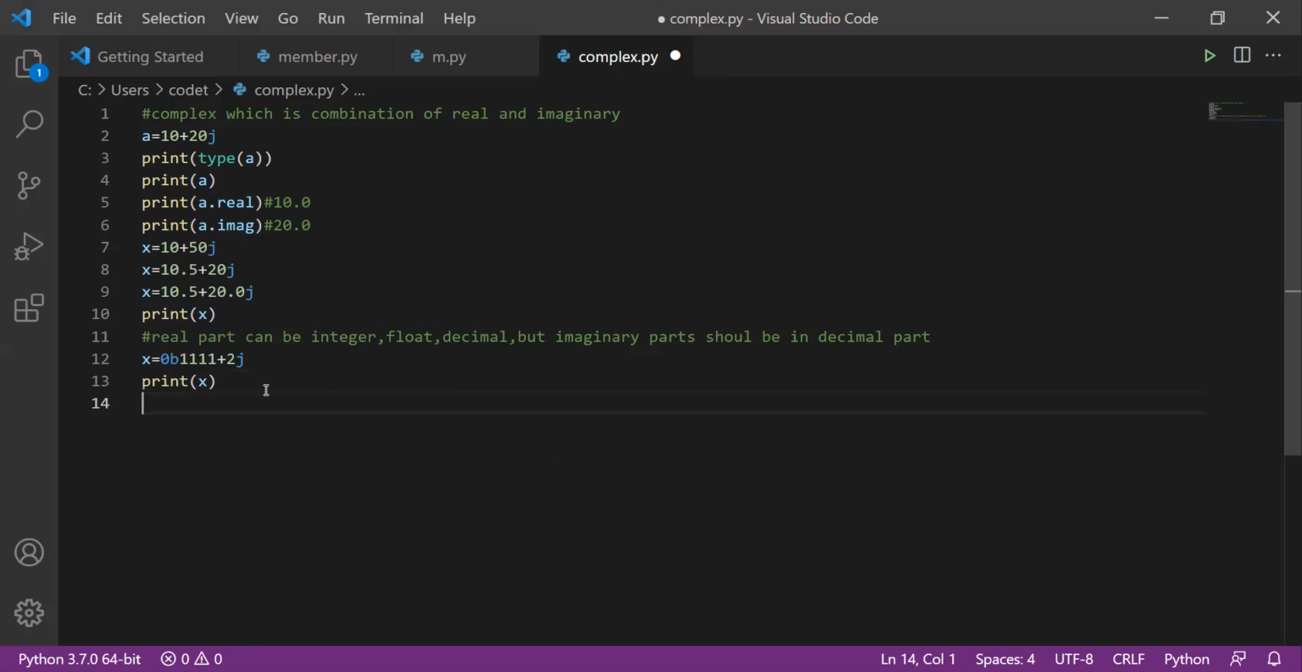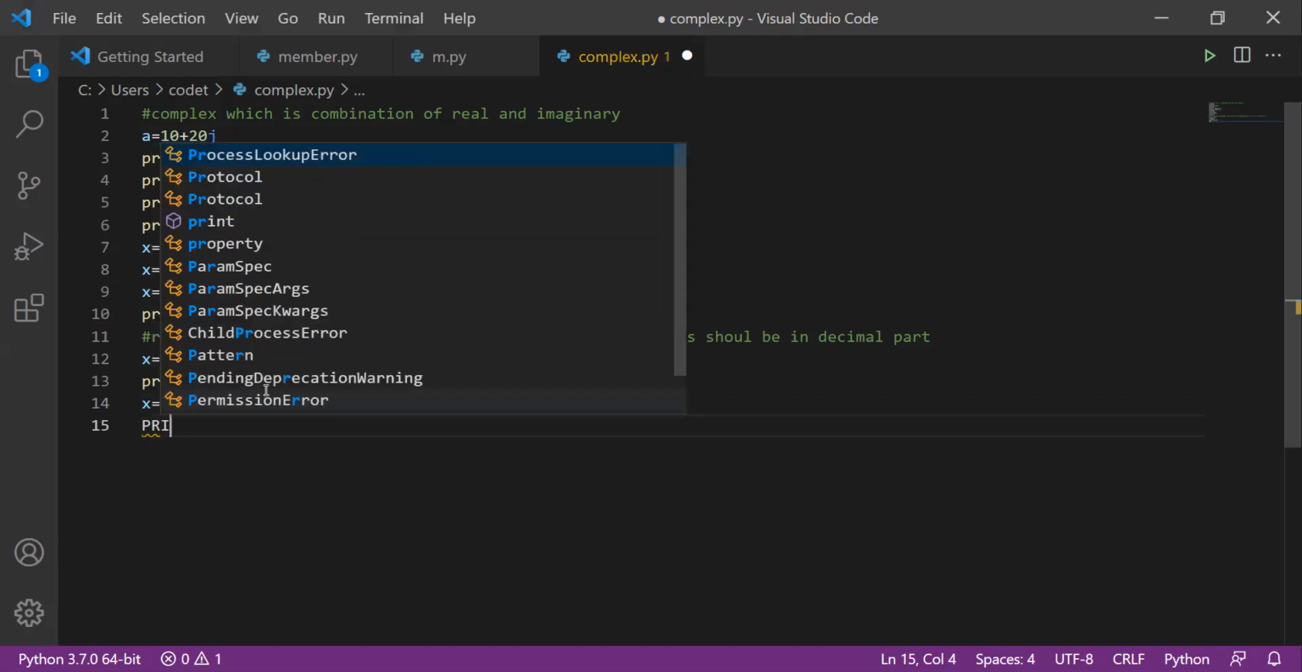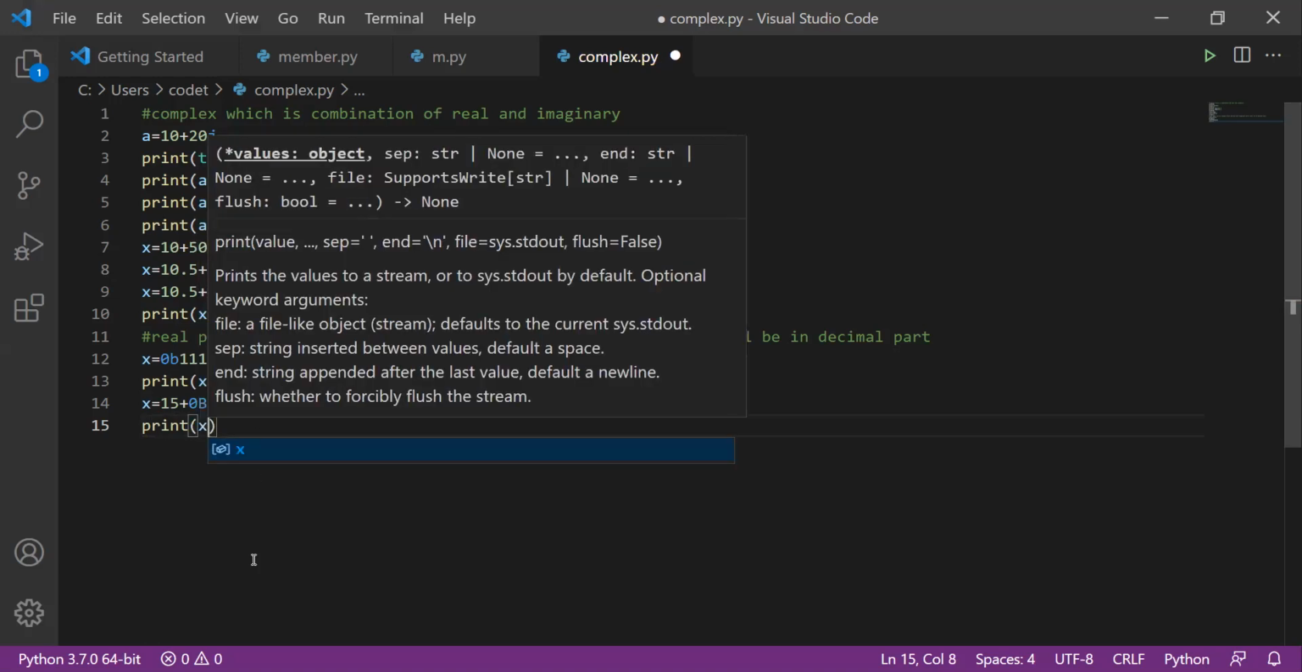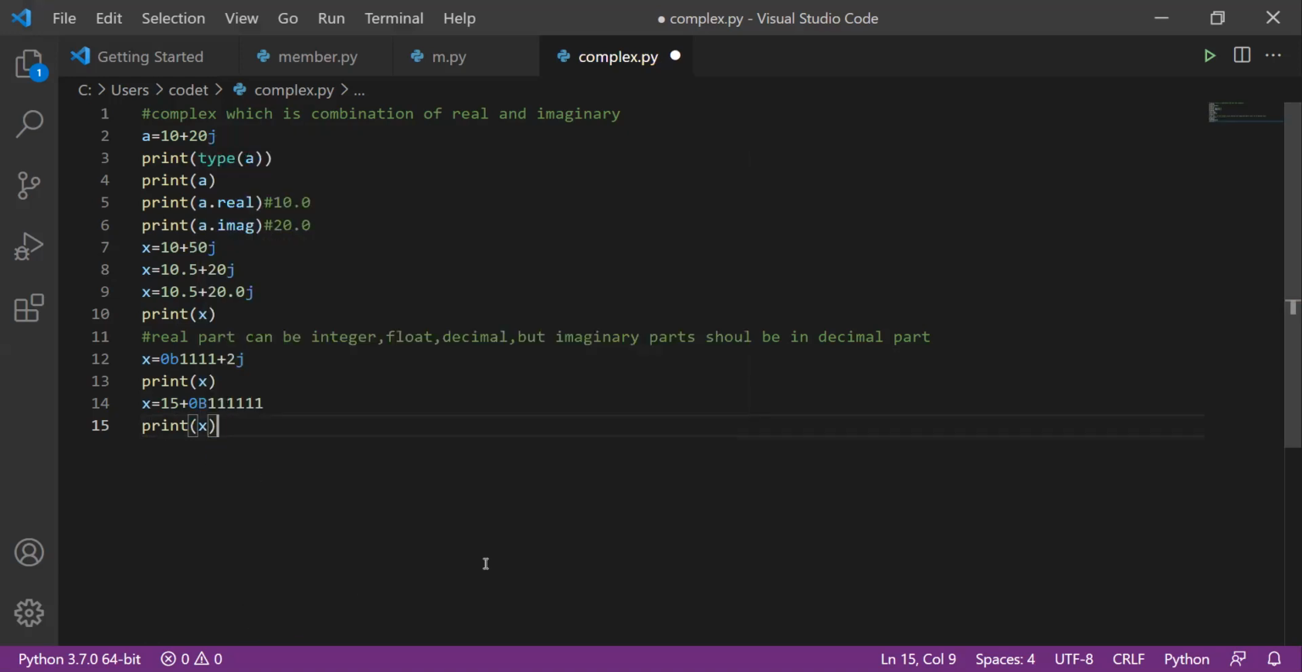But if you write this in the imaginary part, for suppose x equals 15 plus 0B1111 something like that, with the b in capital letters this time, and you write print of x, you will get an error.